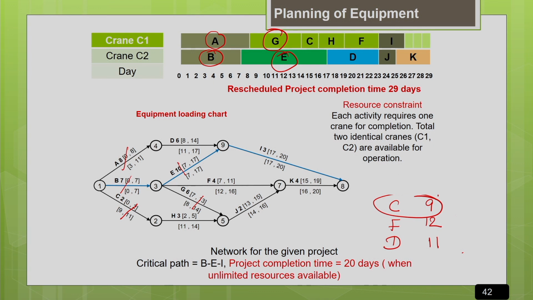So this is called the equipment loading chart. By looking at this equipment loading chart, you can see that the equipment is utilized in a very effective way. There is no idle time for the machine. So now you can see that because of rescheduling of activities, the revised project completion time is 29 days. Earlier, without considering the resource constraint, the project completion time was 20 days, now it is 29 days. So whenever there is a resource constraint, obviously there will be a delay in the project completion time, but we should try our level best to make the allocation to the critical activities first, so that the project delay is not very significant.